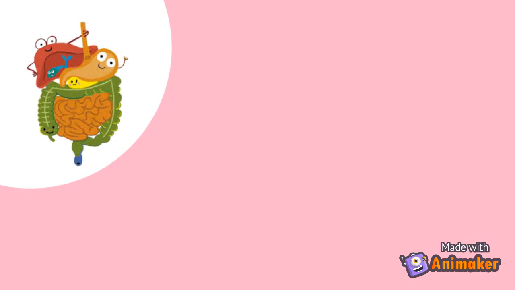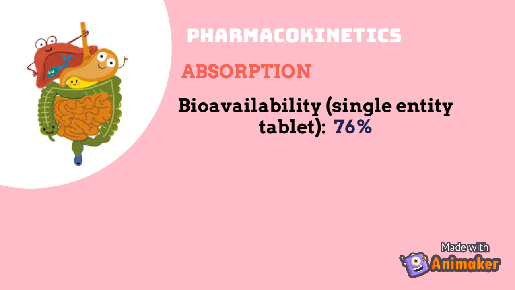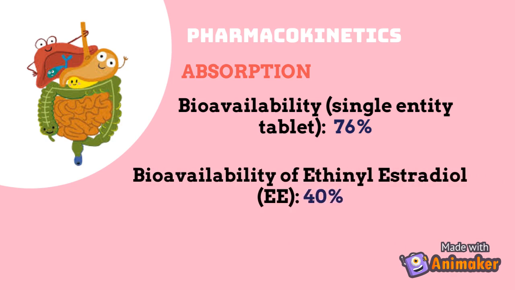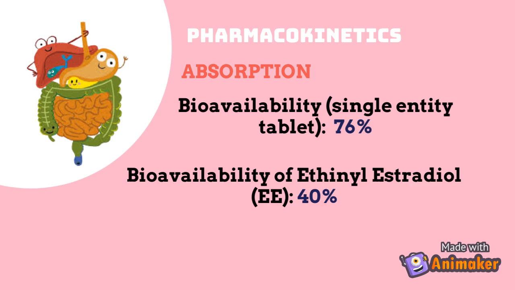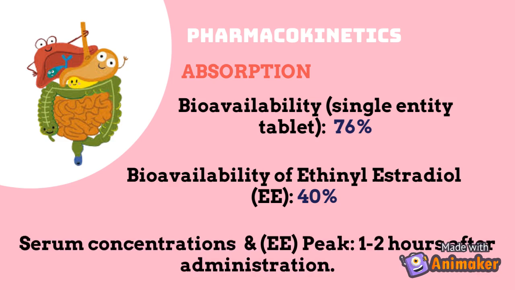Now, I am going to explain to you my pharmacokinetics. First is absorption. My absolute bioavailability from a single entity tablet is about 76%. The absolute bioavailability of ethinyl estradiol is approximately 40% as a result of pre-systemic conjugation and first-pass metabolism. My serum concentrations and ethinyl estradiol reached peak levels within 1 to 2 hours after administration.